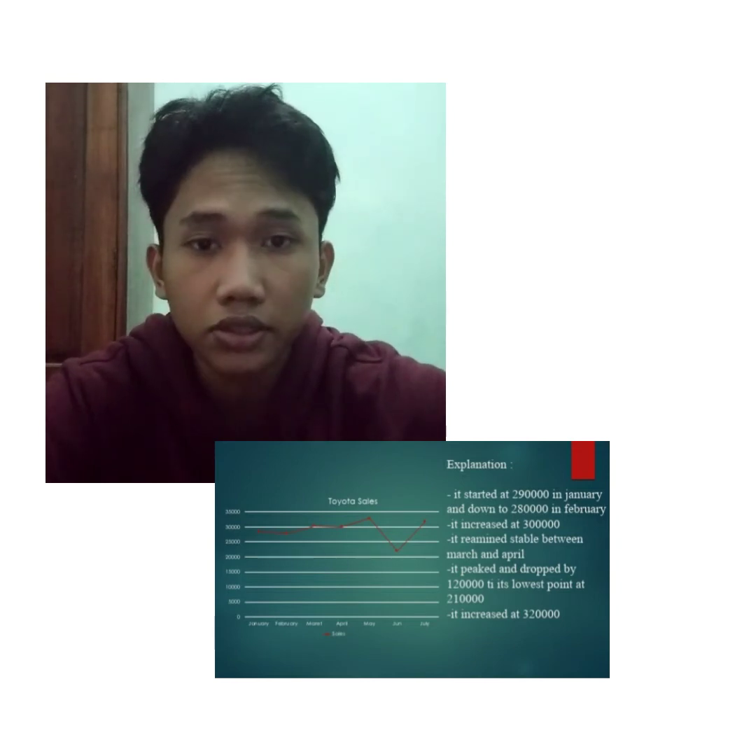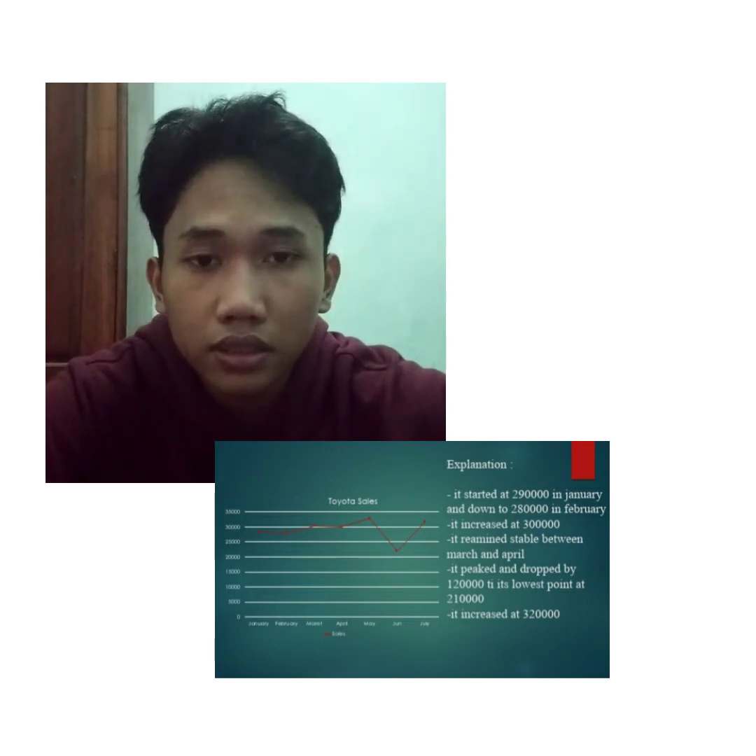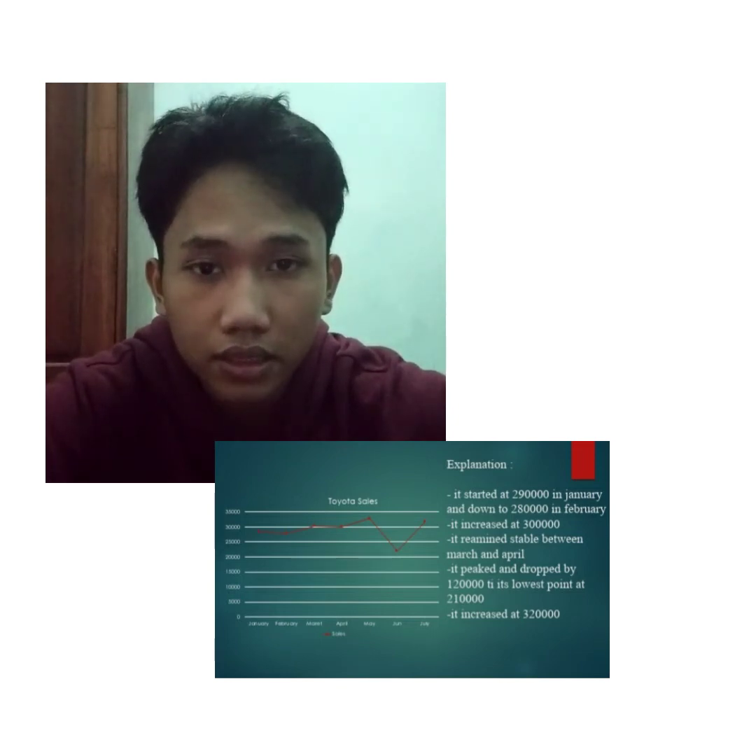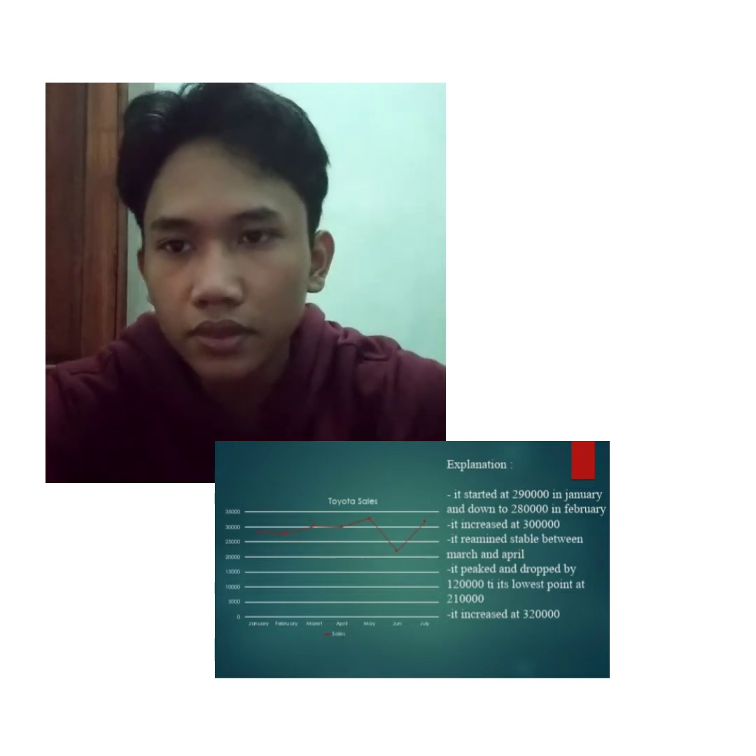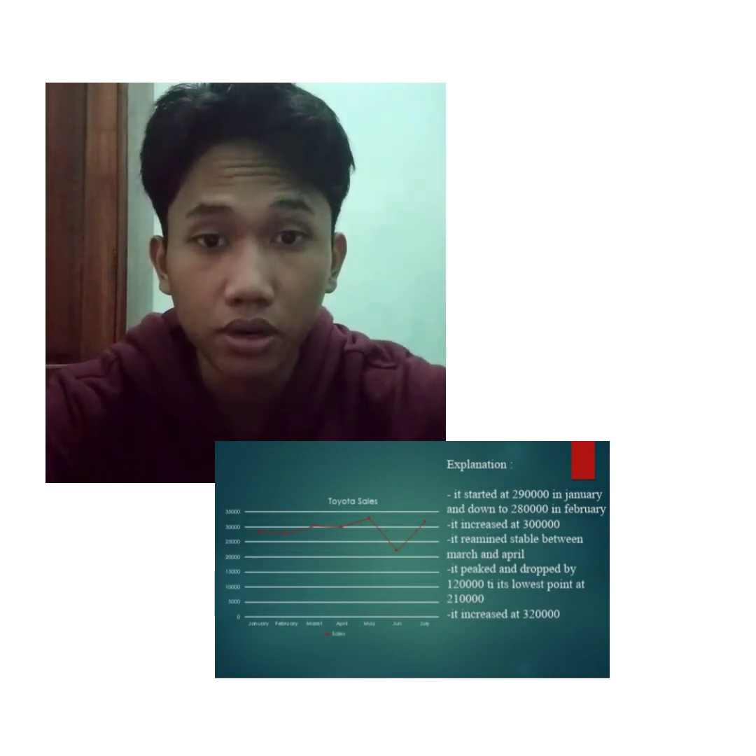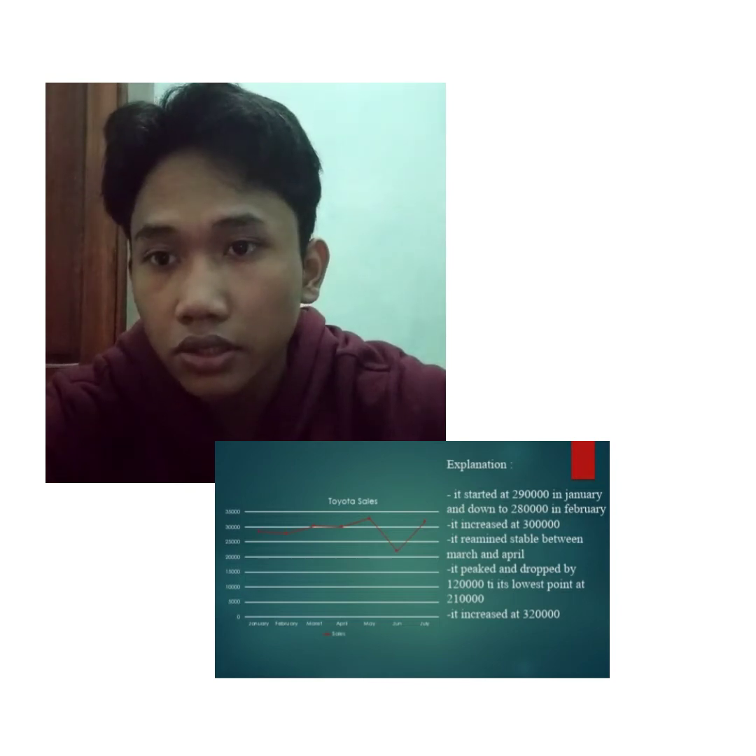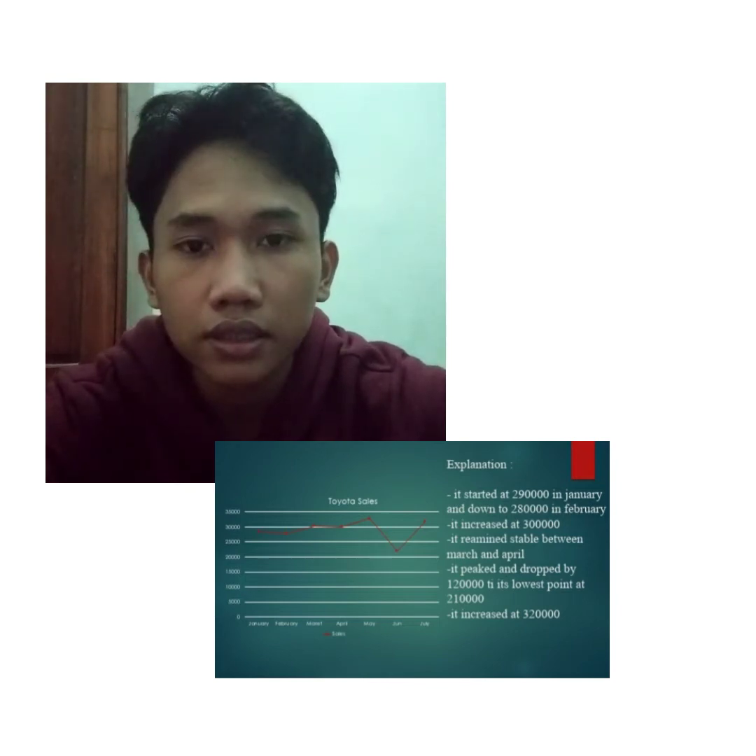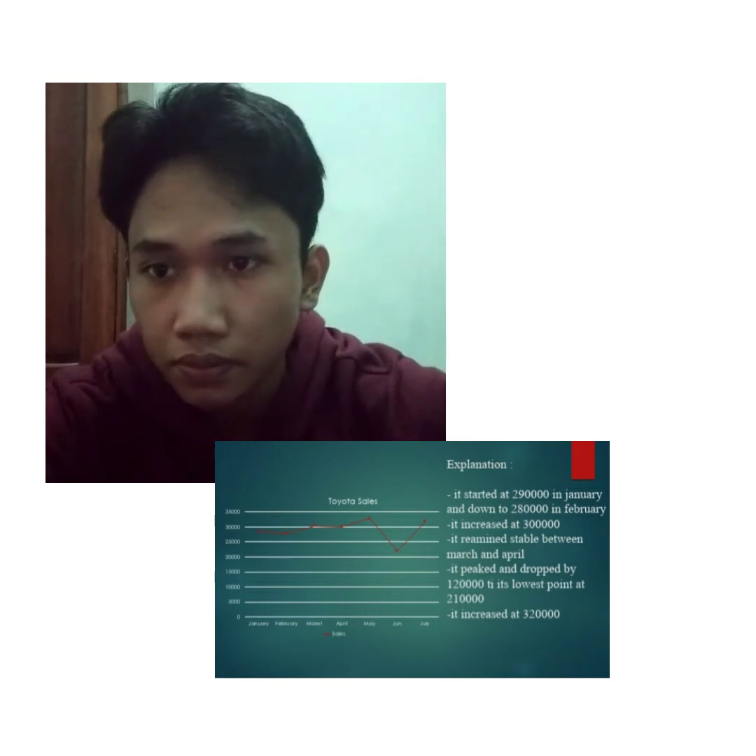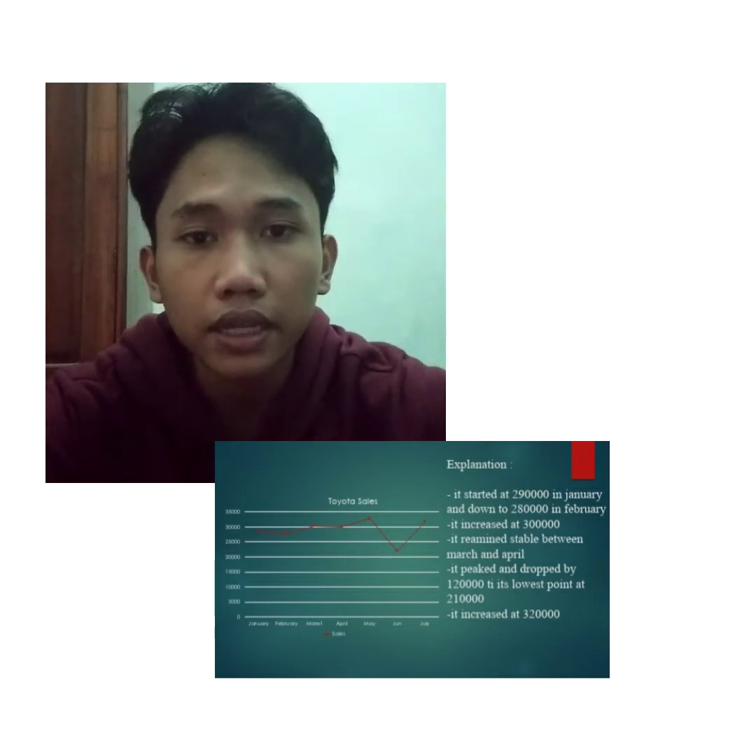It started at 290,000 in January and went down to 280,000 in February. It increased to 300,000. It remained stable between March and April.